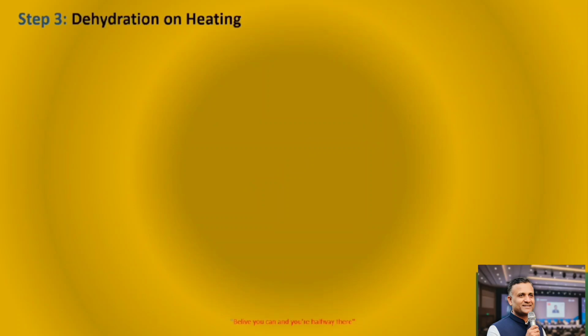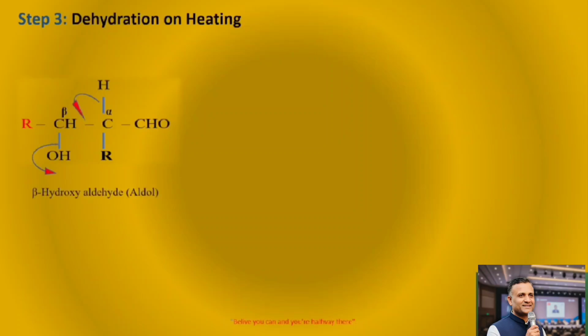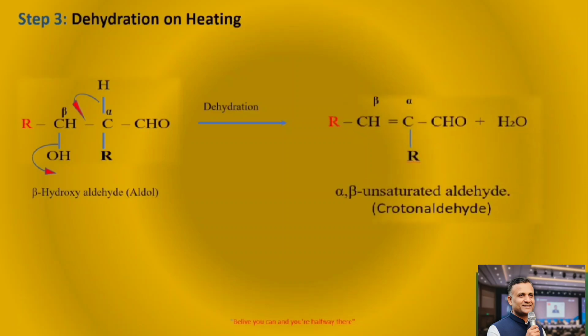And the step third, dehydration on heating. Here the alpha hydrogen atom and beta hydroxy group are removed from the adjacent carbon atoms by heating. This process is called as dehydration and the resulting molecule will be alpha beta unsaturated aldehyde, that is crotonaldehyde, and a water molecule is eliminated. This reaction is called as aldol condensation.